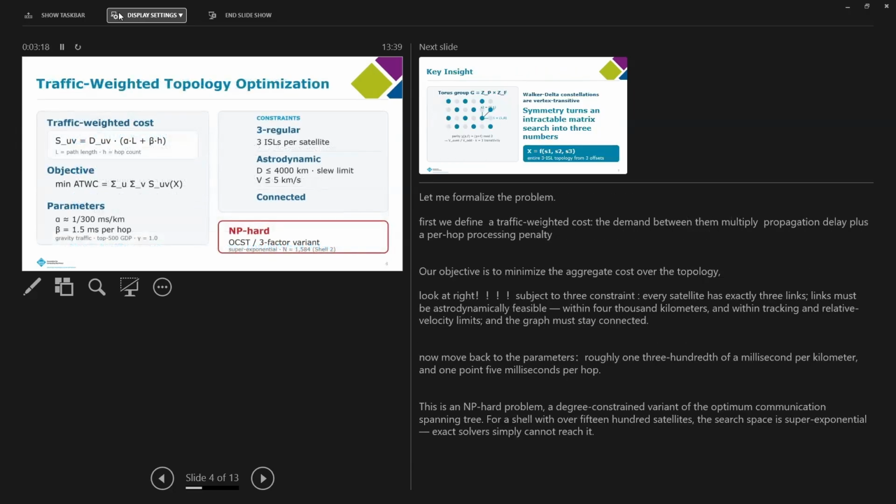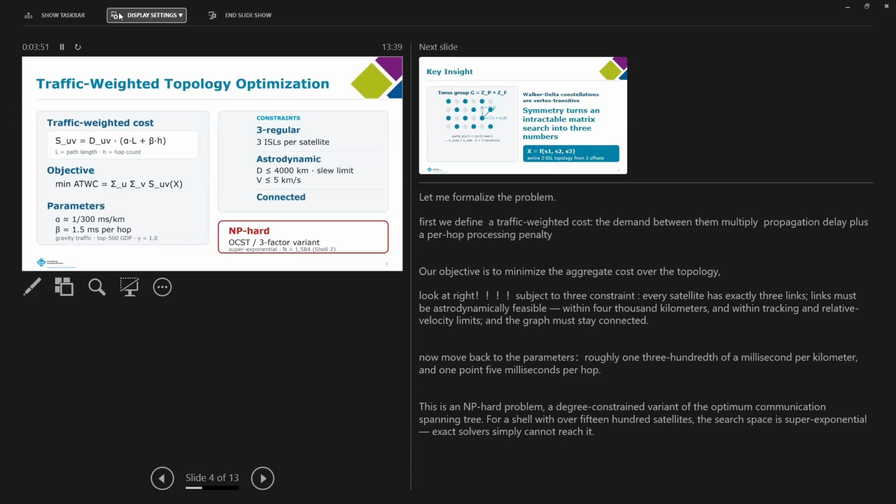Let me formalize the problem first. In order to optimize the topology, we define a traffic-weighted cost. We use the demand between different city pairs, city U and city V. We multiply the demand with the propagation delay and the per-hop processing delay, which here is a and e. Our objective is to minimize the aggregated cost of the topology.